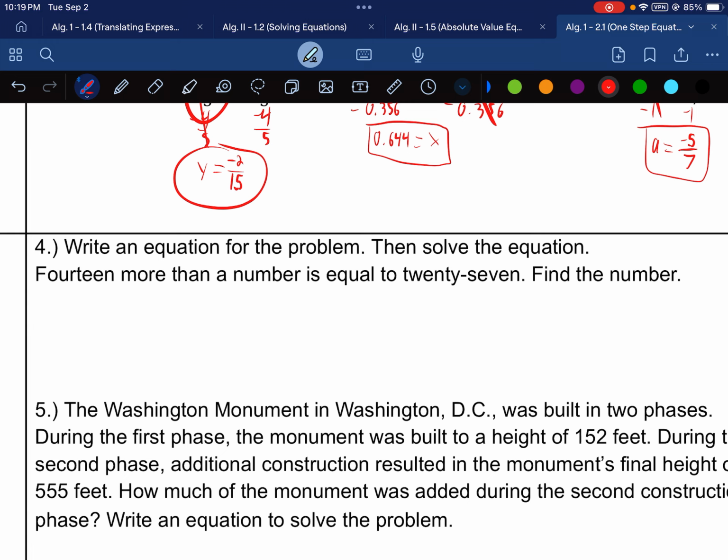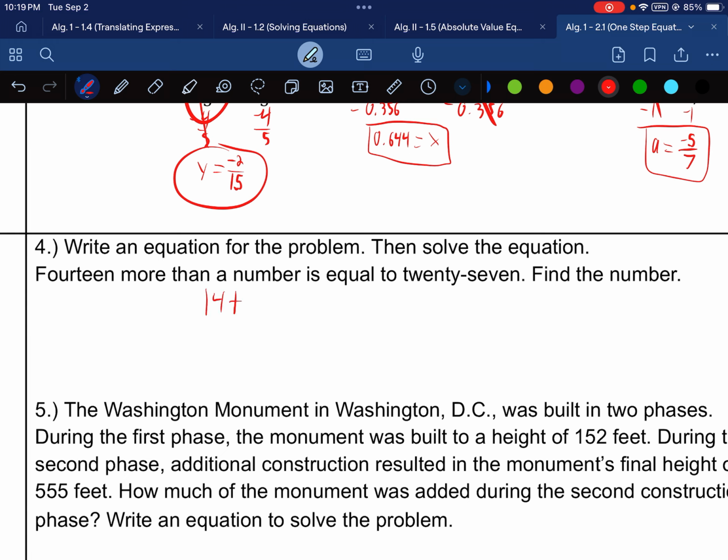Practicing writing an equation from a sentence. Write an equation for the problem, then solve it. So 14 more than a number is equal to 27. Find the number. So let's go piece by piece, just like we did in section 1.4 when we did this.